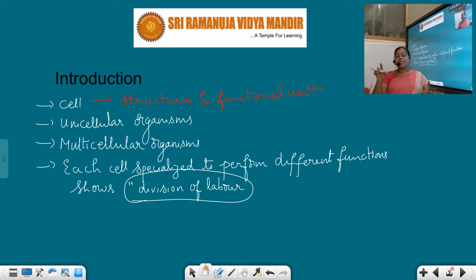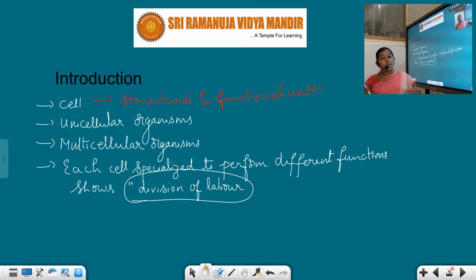Let us take the liver cells. The cells of the liver are known as hepatocytes. These cells mainly function in detoxification. Let us take nerve cells, known as neurons. They have a different structure to perform functions such as nerve transmission.